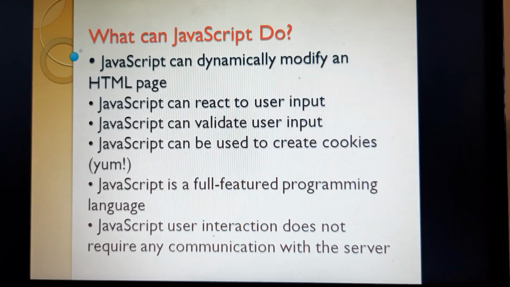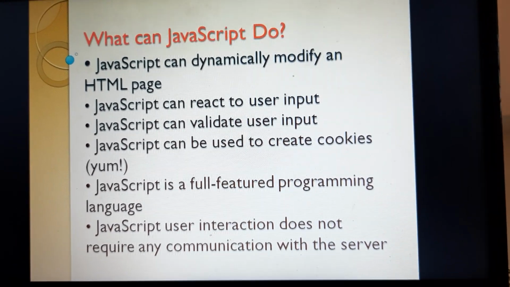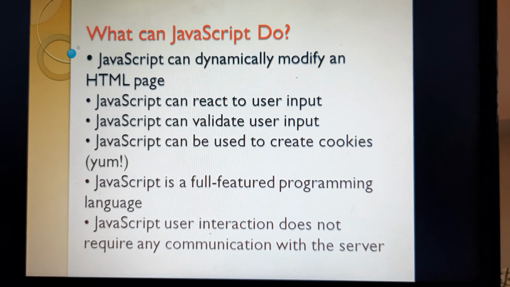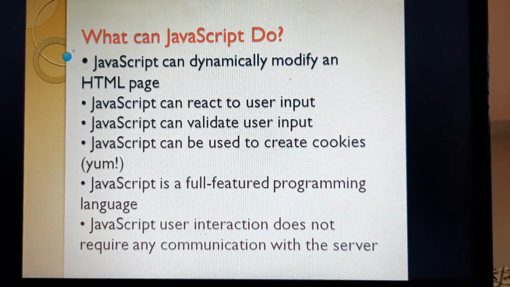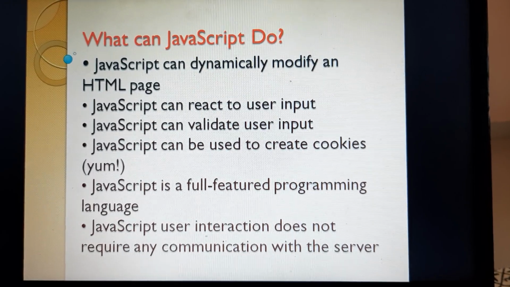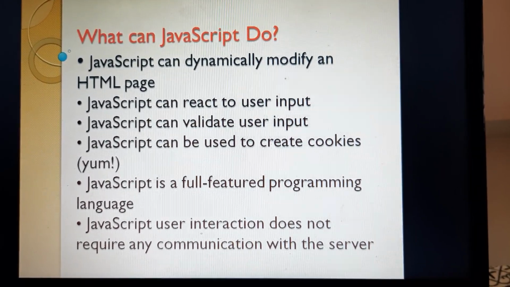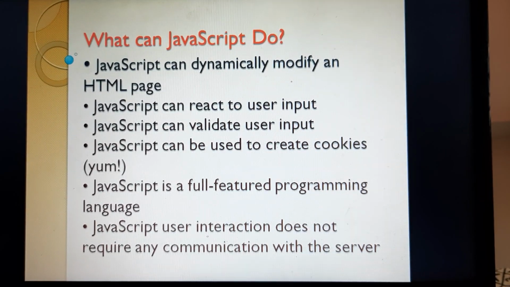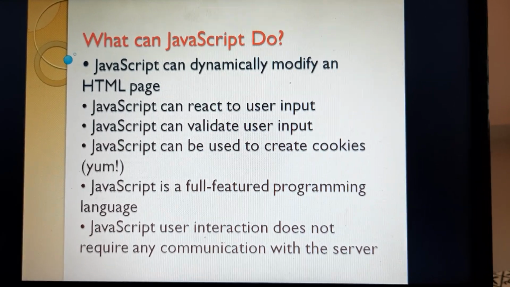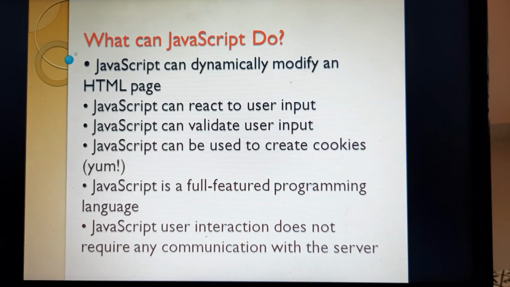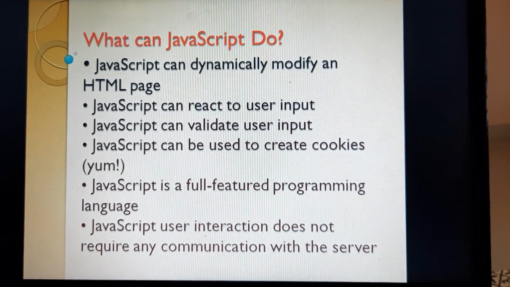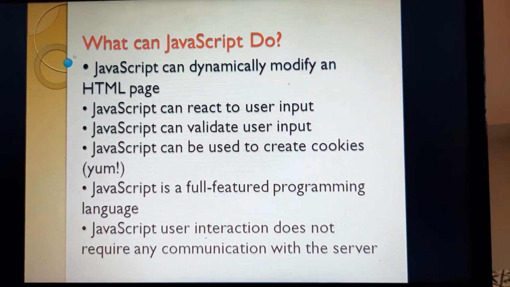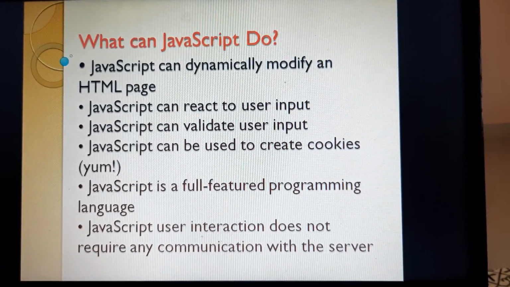What can JavaScript do? Why do we use JavaScript and what does it actually do? As we know, HTML pages are created for displaying content in a static manner, but you cannot make any changes in the HTML page dynamically. If you want to change the contents of the web page dynamically, then you need JavaScript. It can dynamically modify an HTML page and its contents.